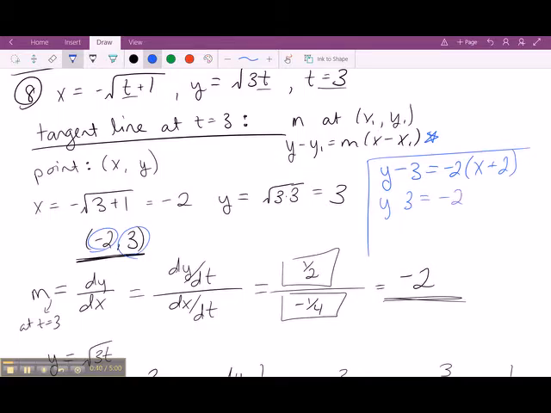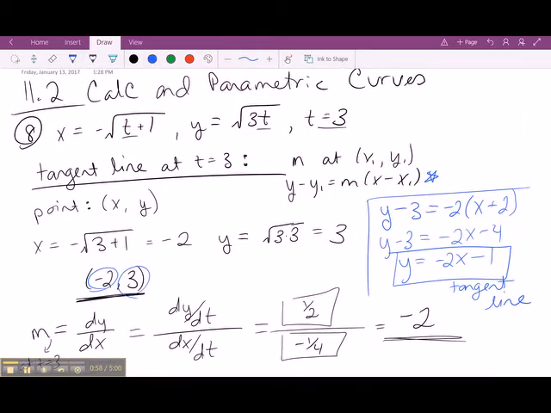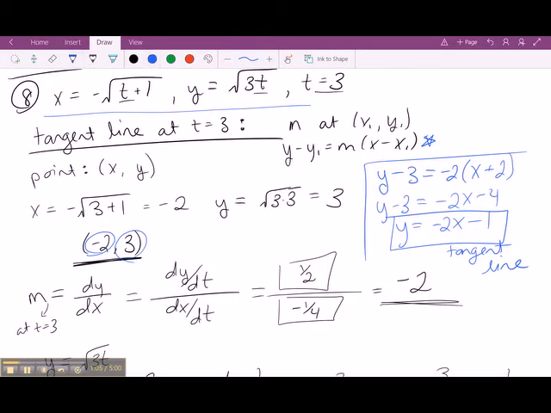So we get negative 2x minus 4, and then add 3 to both sides. And we get y equals negative 2x minus 1. And that is our tangent line to the parametric curve, defined as this at the value t equals 3. The second part of this question wanted us to find the second derivative at this point.